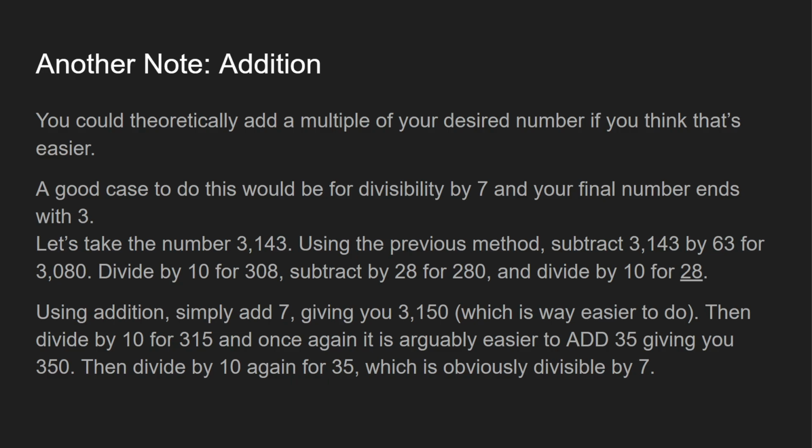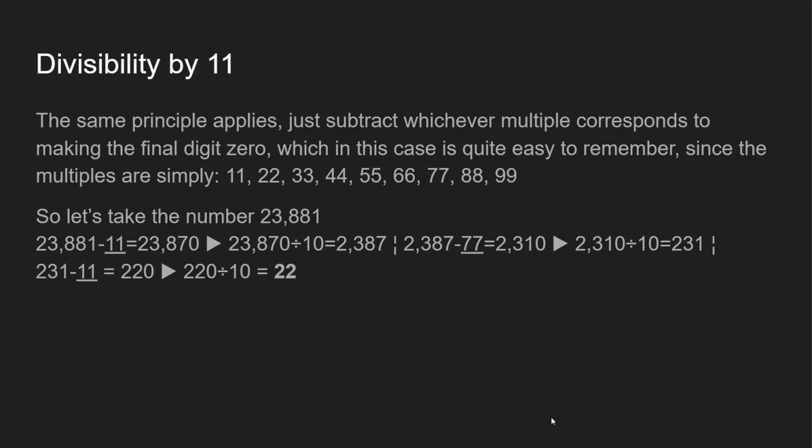And sometimes I might use addition or subtraction, and you're going to see throughout this entire document, I'm basically going to arbitrarily decide whether I'm going to use addition or subtraction. It doesn't matter as long as you're adding or subtracting a number that gets the final digit to be 0, and it's divisible by the number that you're trying to find the divisibility for.